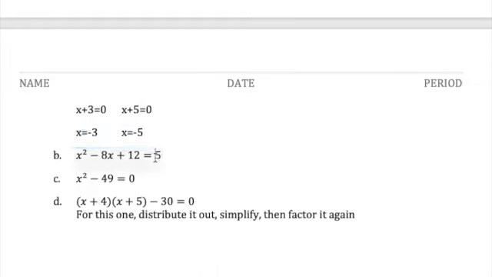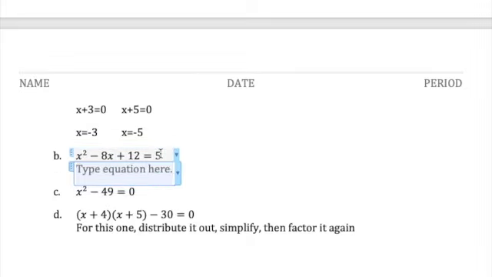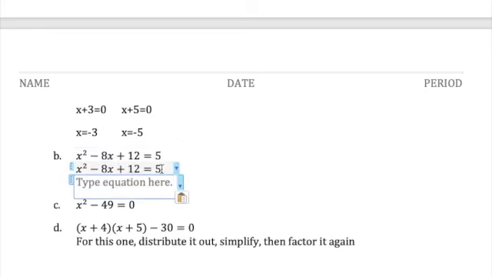So, B. Notice here we don't have it equal to 0 already, so my next step has to be, I'm going to copy this down here, subtracting 5 from each side. So I get 0 here, and 12 minus 5 is 7. Took away 5 from each side. Hopefully that's visibly obvious, but that's what I did.